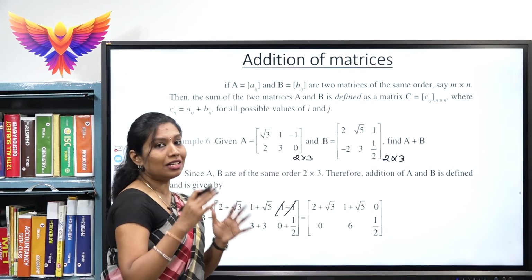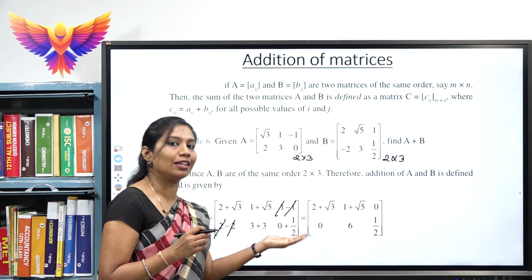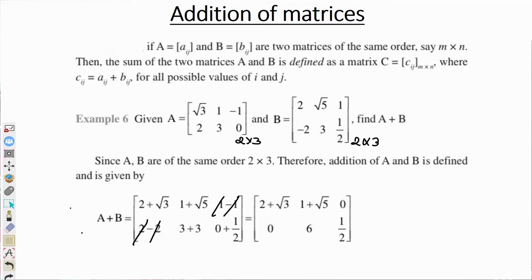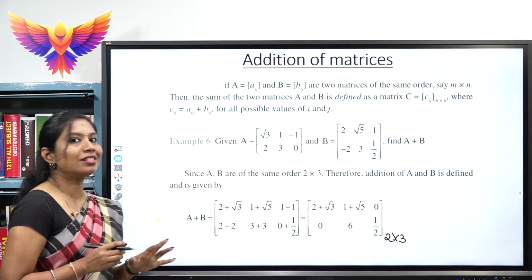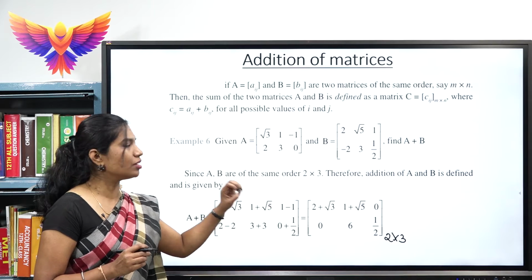The resultant matrix that you get after adding matrix A and matrix B should also be a 2 cross 3 matrix. We have two rows here and 3 columns. So here we are coming across a 2 cross 3 matrix. The resultant matrix whatever we are getting is also of the same order. So, this is about the addition.